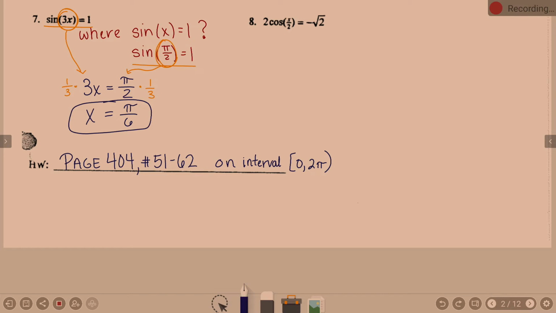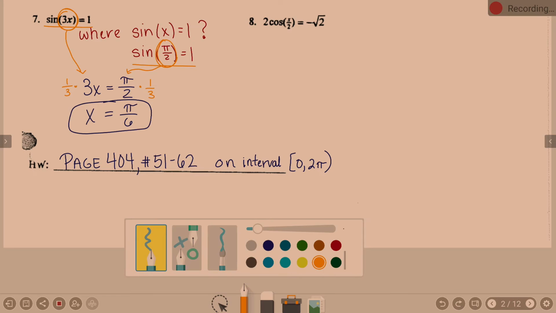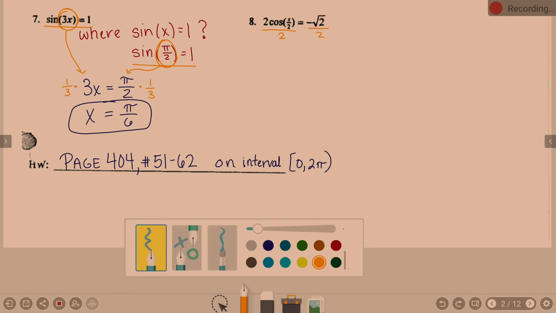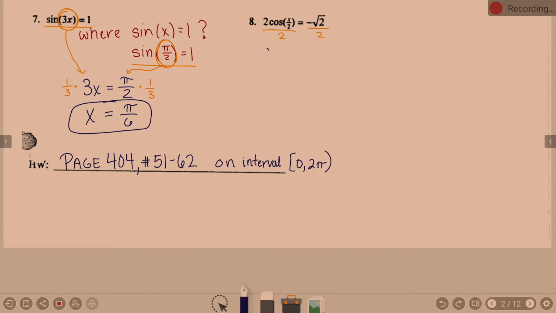Now, as we go to look at 8, though, we kind of have a step we need to take in the beginning. If we're going to solve 8, what would you do first? Divide by 2. In other words, we want to get the trig function by itself, yes? So if I divide by 2, I now have the statement cosine of x over 2 is equal to negative square root of 2 over 2.